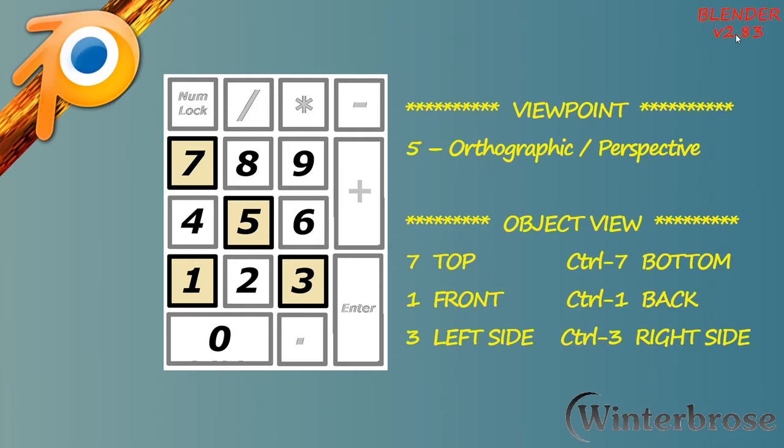If you want to see an object from the top view, you hit 7. If you want to see the bottom, use Control 7. And you'll notice the Control is opposite of whatever the main is for the number. Hit 1 to go to front, Control 1 to go back. Of course, you hit 3 to go to the left side, and hit Control 3 to go to the right side. So we'll go ahead and show you how those work in Blender.